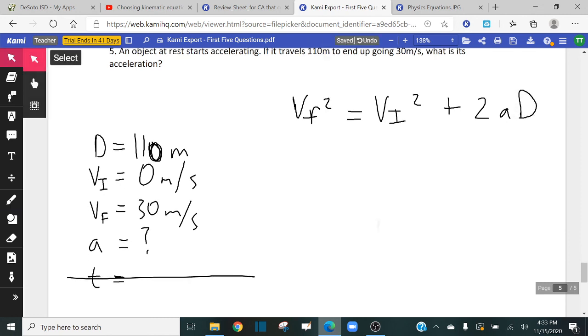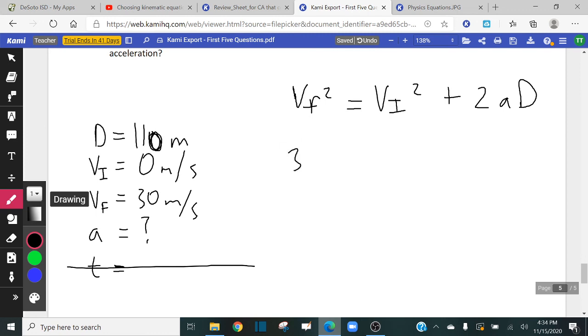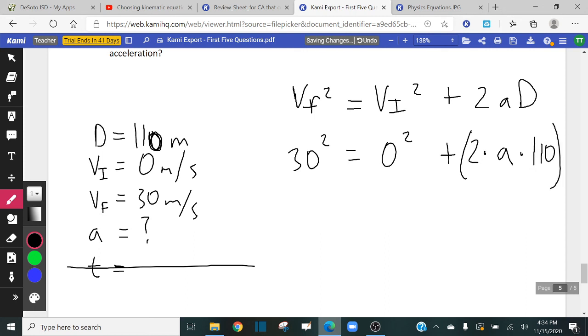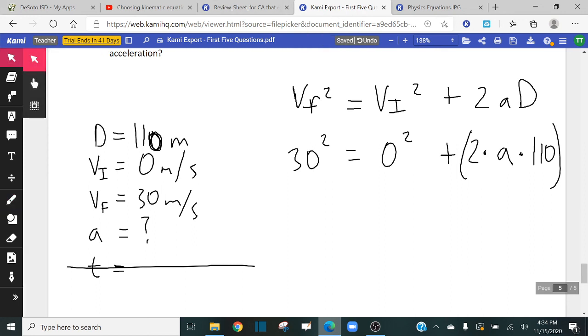Okay, so now let's just plug everything in. Final velocity is 30, and of course that gets squared. The initial velocity is just 0. Plug in 0 to the equation. 2 times acceleration times our displacement of 110. Okay. So, okay, guys, the rest here is just algebra. We want to use algebra here to solve for the acceleration.